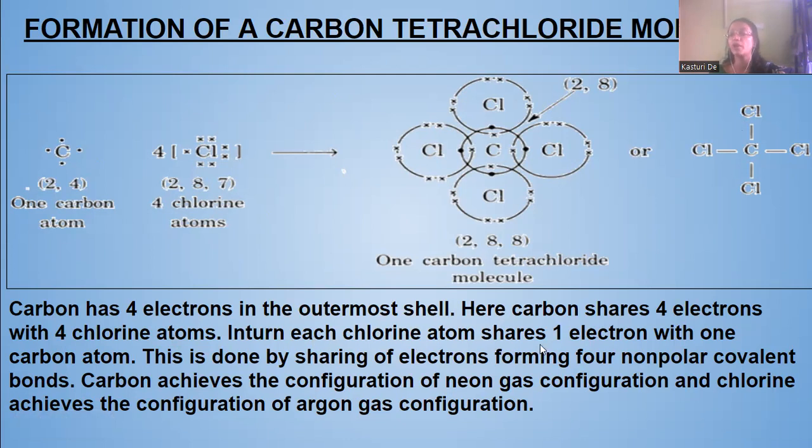In turn, each chlorine atom shares 1 electron with 1 carbon atom. This is done by sharing of electrons, forming 4 covalent bonds, because each of them is sharing 1 electron with a carbon atom. Since there is equal sharing, it is a non-polar covalent bond. Carbon achieves the neon gas configuration, and chlorine achieves the argon gas configuration.